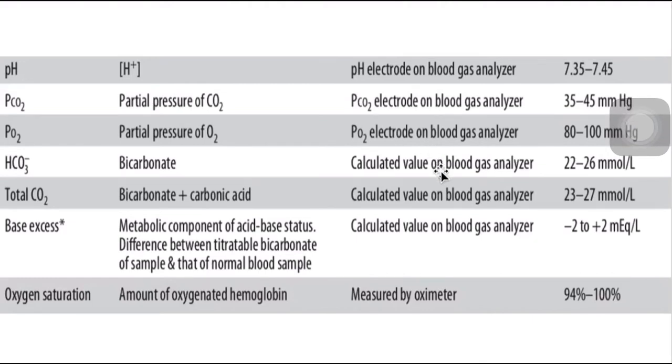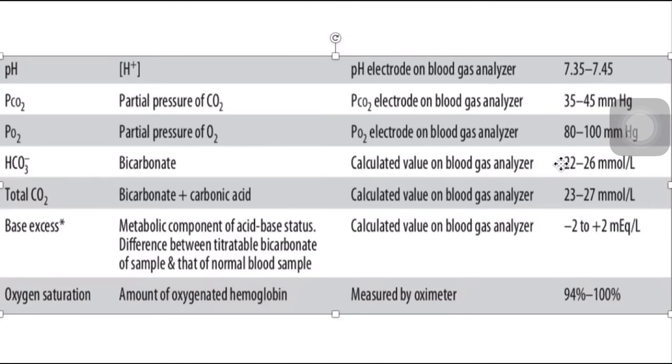For bicarbonate, it is used to assess the metabolic condition, so the kidney. For less than 22, that is metabolic acidosis. More than 26, metabolic alkalosis. Okay, so we have respiratory acidosis, respiratory alkalosis, metabolic acidosis, and metabolic alkalosis.